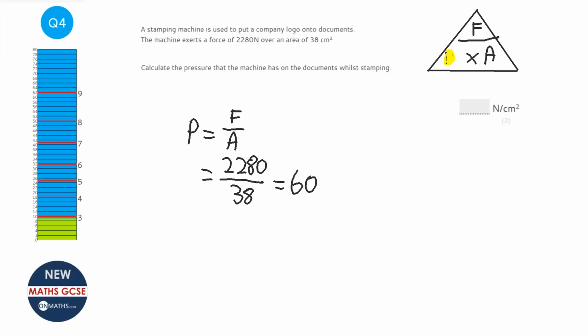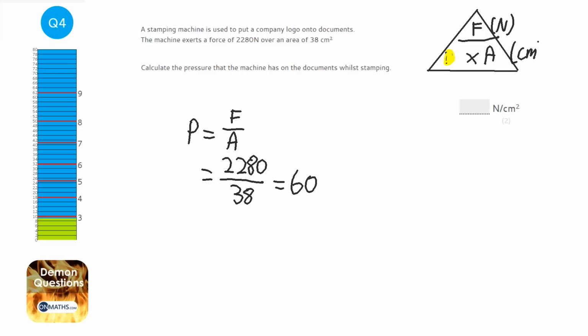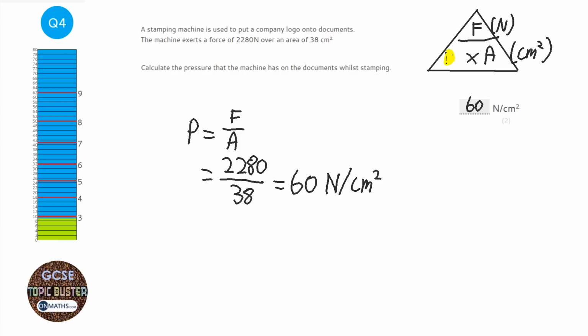Now the units, because force is in newtons, and because area is either in meters squared or centimeters squared normally, then the units are newtons per centimeter squared. So it's 60 newtons per centimeter squared. Don't forget, it could be meters squared, newtons per meter squared, and that's absolutely fine for pressure.